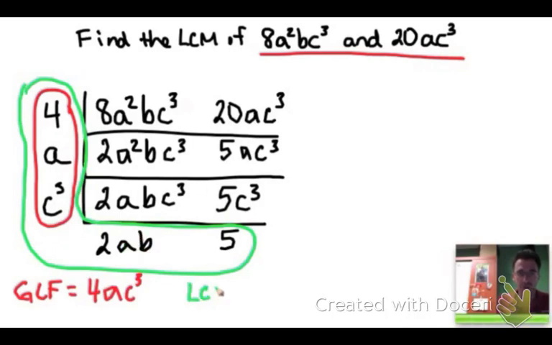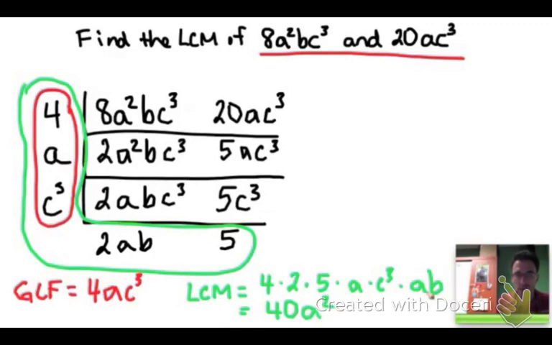So the LCM is, I'm going to organize this a little bit differently. I've got 4 times 2 times 5, those are the numbers. And then I have a c cubed and ab. So those are the variables at the end. So let's multiply those. 4 times 2 times 5. 2 times 5 is 10, times 4 is 40. An a here and an a here, so that's going to be a squared. Then I have my single b and the c cubed. So that's how I can use double division to find the LCM of two monomials.